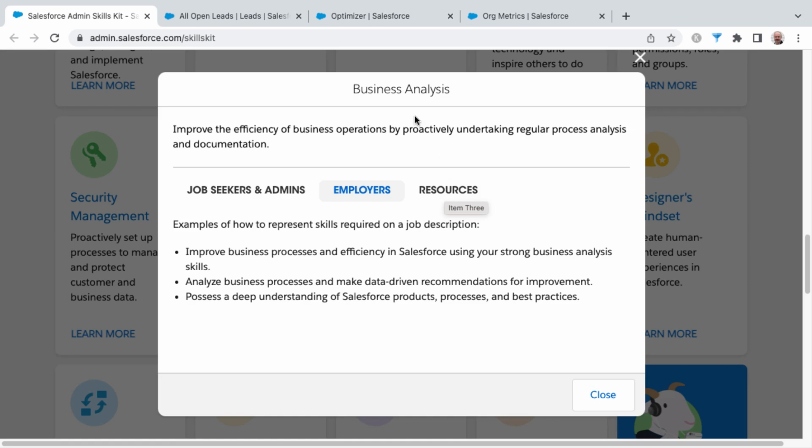And with this particular skill, this is a certification as well that Salesforce has recently released. That's the Business Analyst Certification. I've got a course on that, so be sure and check that out. I'll link to that for your reference.